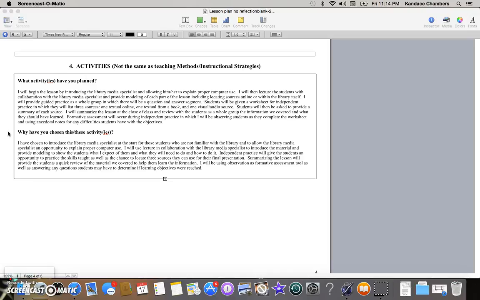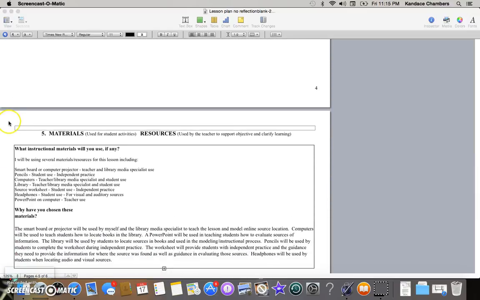Independent practice will give the students an opportunity to practice the skills taught, as well as the chance to locate the resources they can use for their final presentation at the end of this unit. Summarizing the lesson will provide the students a quick review of the material we covered to help them learn the information. I will be using observation as a formative assessment tool, as well as answering any questions students may have to determine if learning objectives were reached.